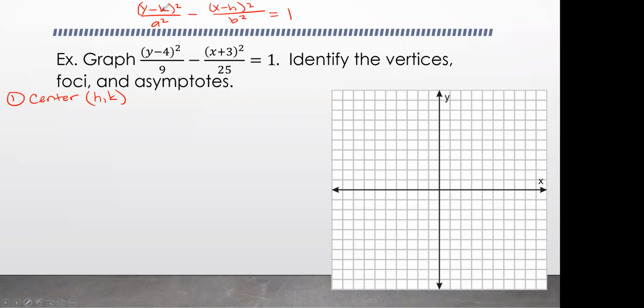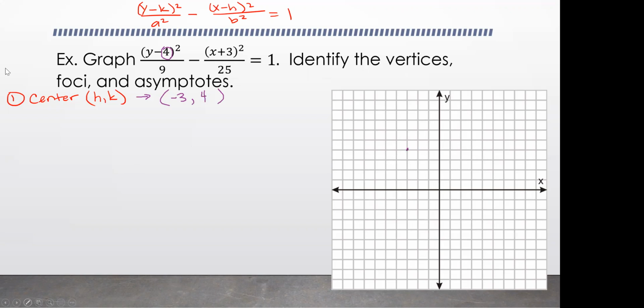Keeping that in mind, the value being subtracted here is k. So what is being subtracted here? Well, 4 is being subtracted. That is the value of k, so that is my y coordinate. And then over here, it says x plus 3. What is being subtracted is going to be h, so negative 3 is being subtracted. So my h value is negative 3. So now I know that my center is (-3, 4). This is going to be my center point.